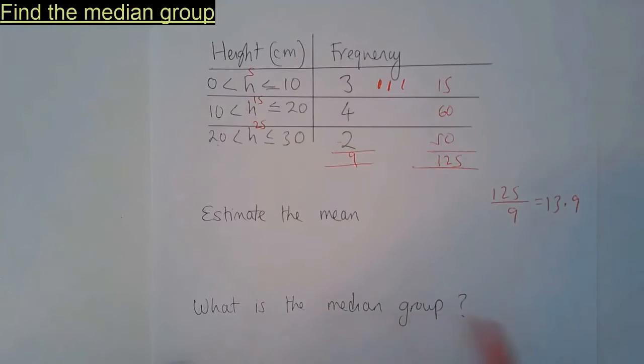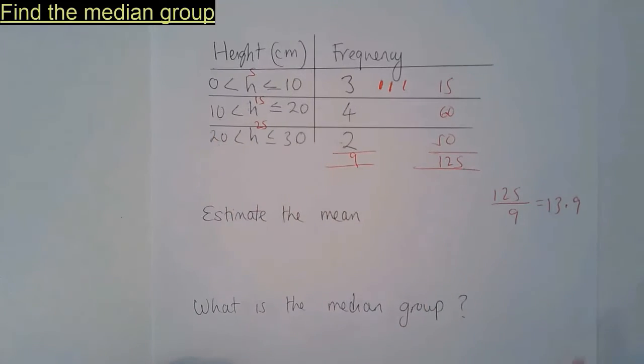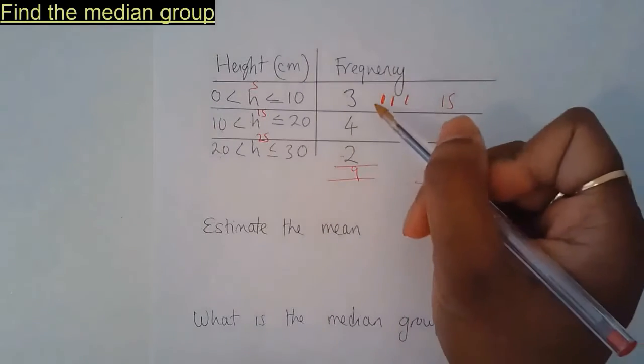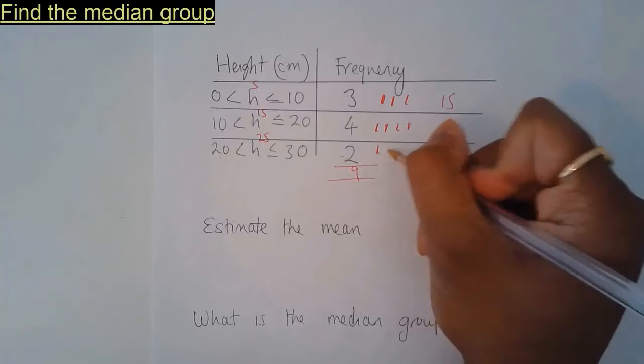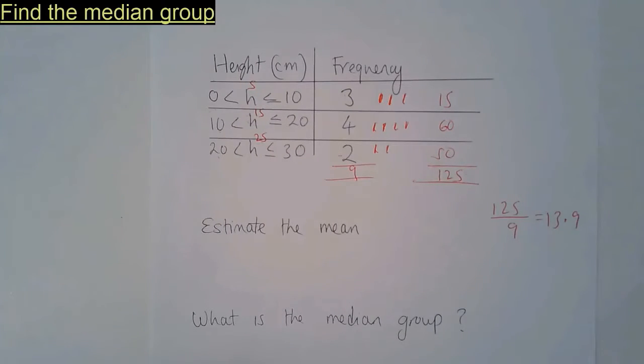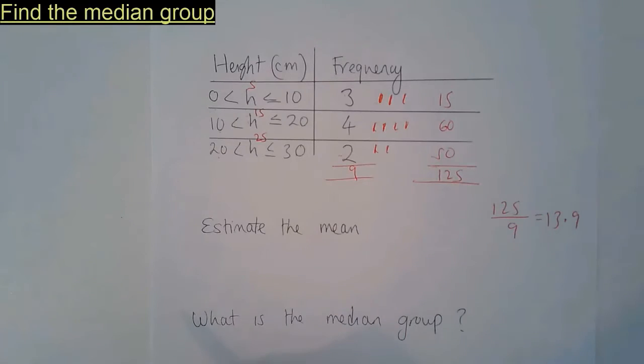Now I'm going to find the median group. So it's got to be one of these 3 that I'm going to write here. So how do I do that? Well, there are 3 plants there, 4 plants, and 2 plants. Altogether we have 9 plants. So what we do now is add 1. So 9 add 1 is 10.